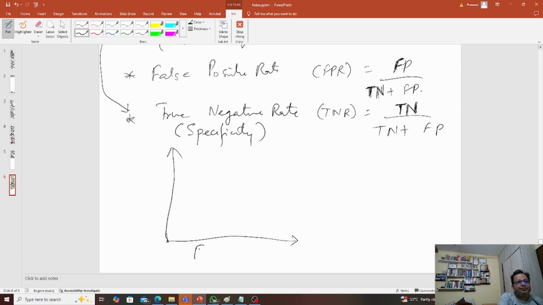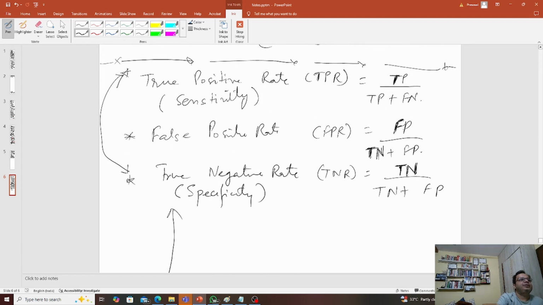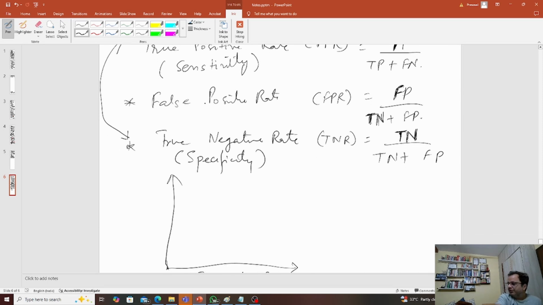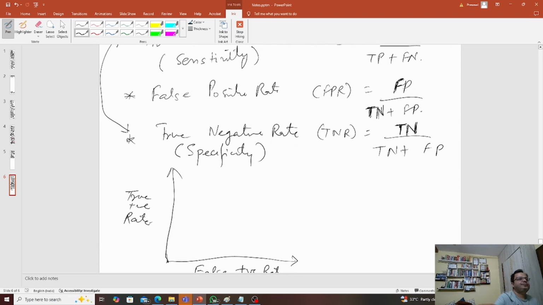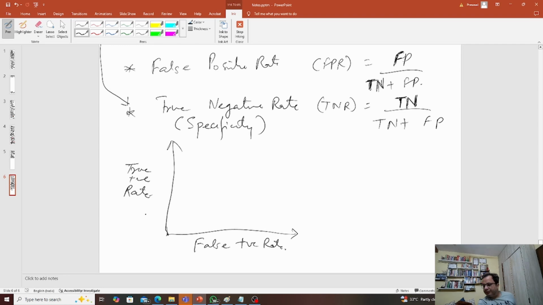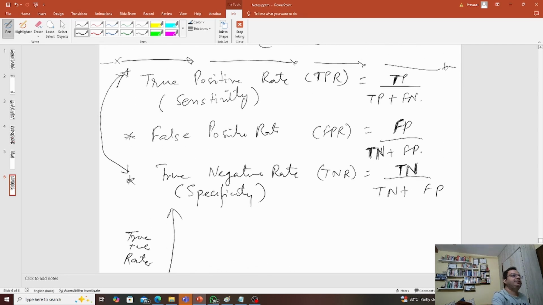What we do is make a graph around the false positive rate. So this is your false positive rate and your true positive rate. We find out this false positive rate, so that means this is a graph between these two, not this one.